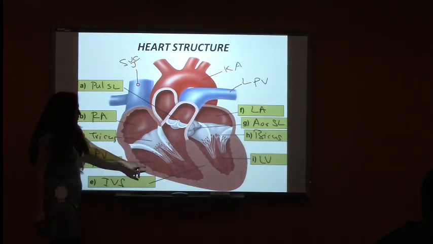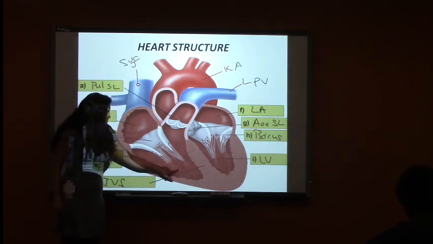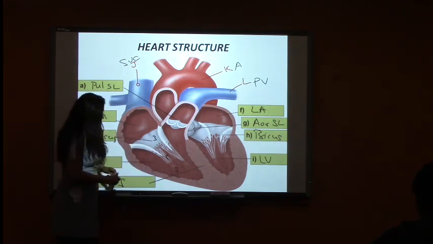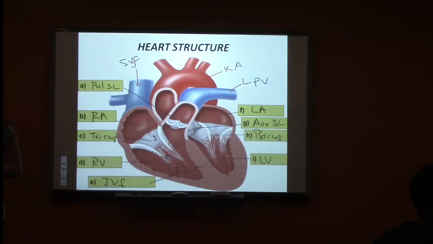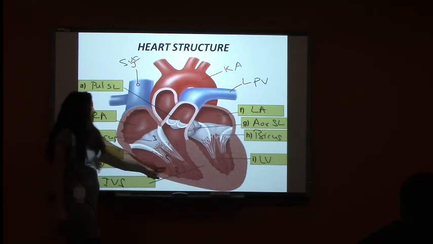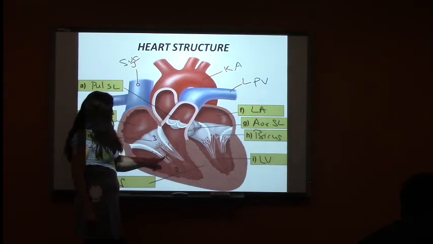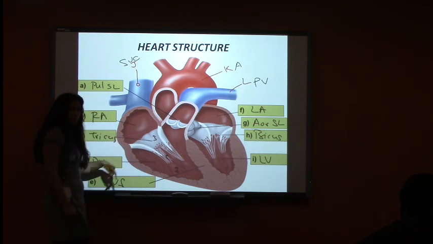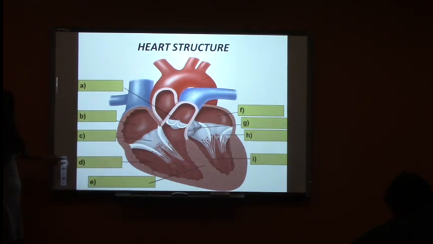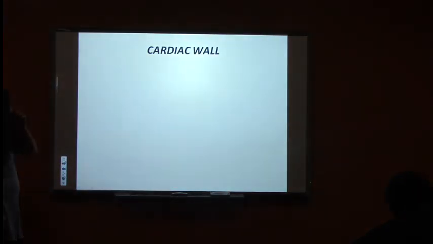Now, what is this part? So let's do 1, 2, and 3. Papillary muscles. What is 2? Chordae tendineae. And 3? Cusp. Make sense? Papillary muscles, chordae tendineae, cord-like structures, and then the cusp. All those 3 structures make up the AV valve. Ready with this? Okay, now the cardiac wall.